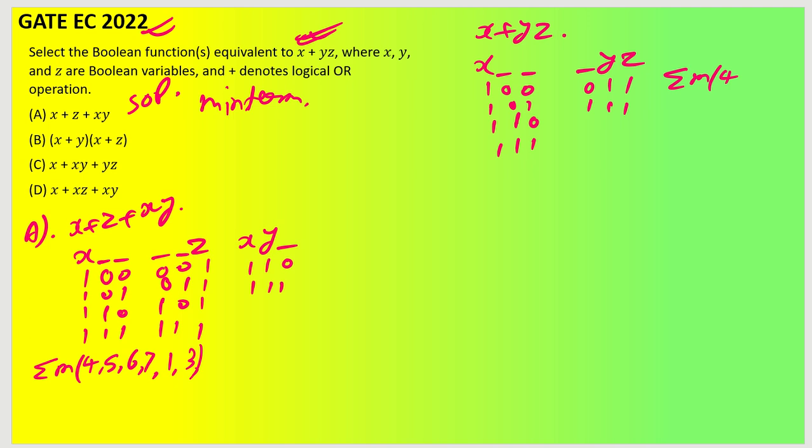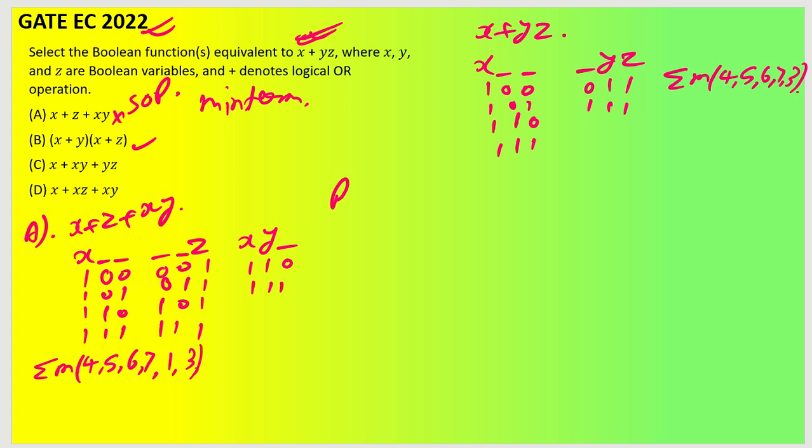First is 4. You can see this is my 4, this is my 5, this is my 6, this is my 7, and this is my 3, and this is my 7. So I have 4, 5, 6, 7 and 3. You can see this expression and this expression are not the same. Our aim is to identify which of them are equal. So you can see the first is not equal. Understood?